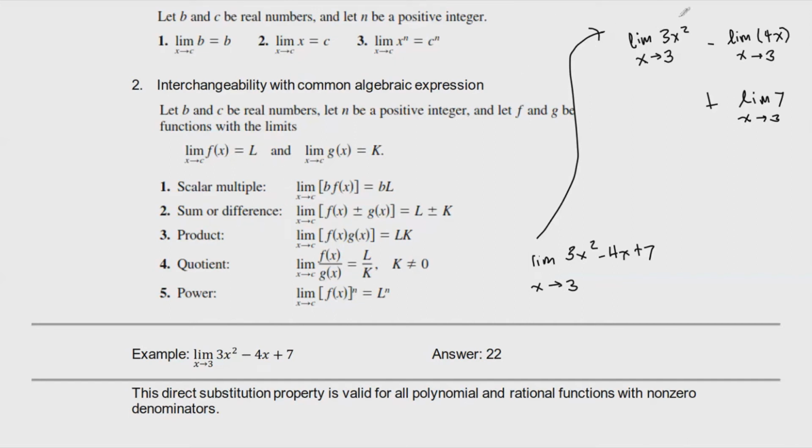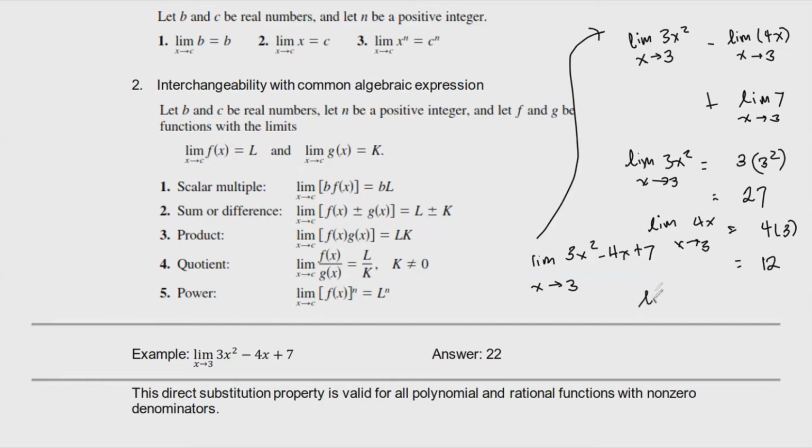And with that, let's evaluate the first term, the limit of 3x squared, which we will evaluate based on the scalar multiple. Remember, if we have something like that, the limit of 3x squared as x approaches 3 is equal to 3 times 3 squared, which gives us 27. Okay, so in the first term we have 27. Now we evaluate the second term, which is simply substituting the value of the limit. What we get here is based on the scalar multiple again. So what we get there is 4 times 3, which is equal to 12.